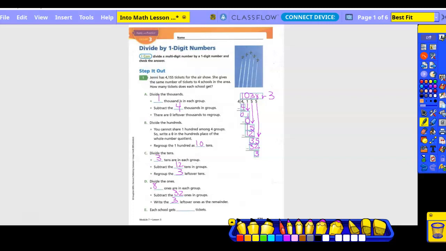Okay. Now, how many tickets total will they get? 1,038, but we don't need the remainder, right?